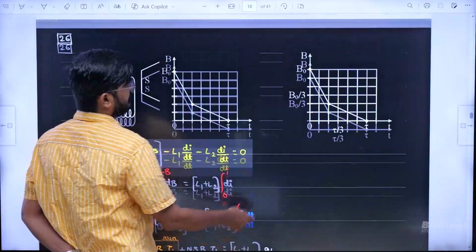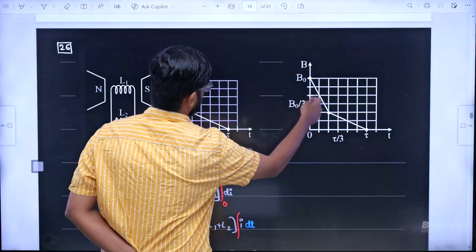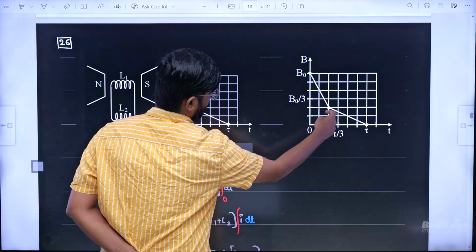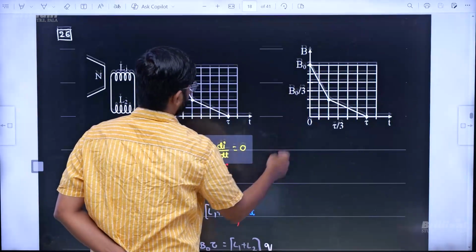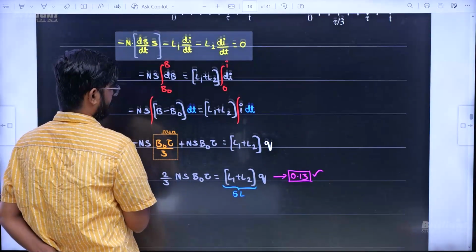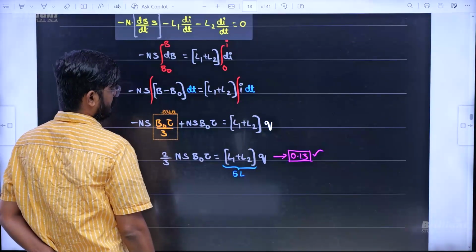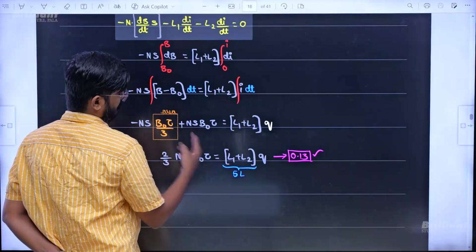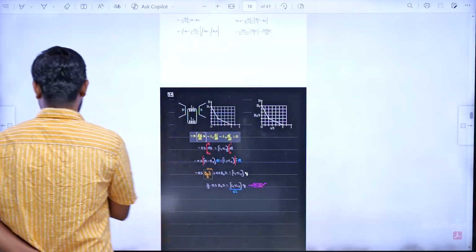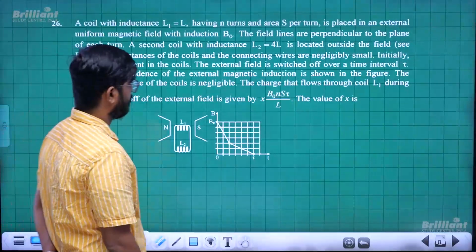The integral of B dt is nothing but the area under this graph. So you should calculate the area under that graph. You can see a triangle, a rectangle, and a triangle. You can calculate the area under that graph, that will turn out to be this much, right? And L1 plus L2 from the question we can substitute. The only thing is writing the loop equation, then integrating it 2 times.